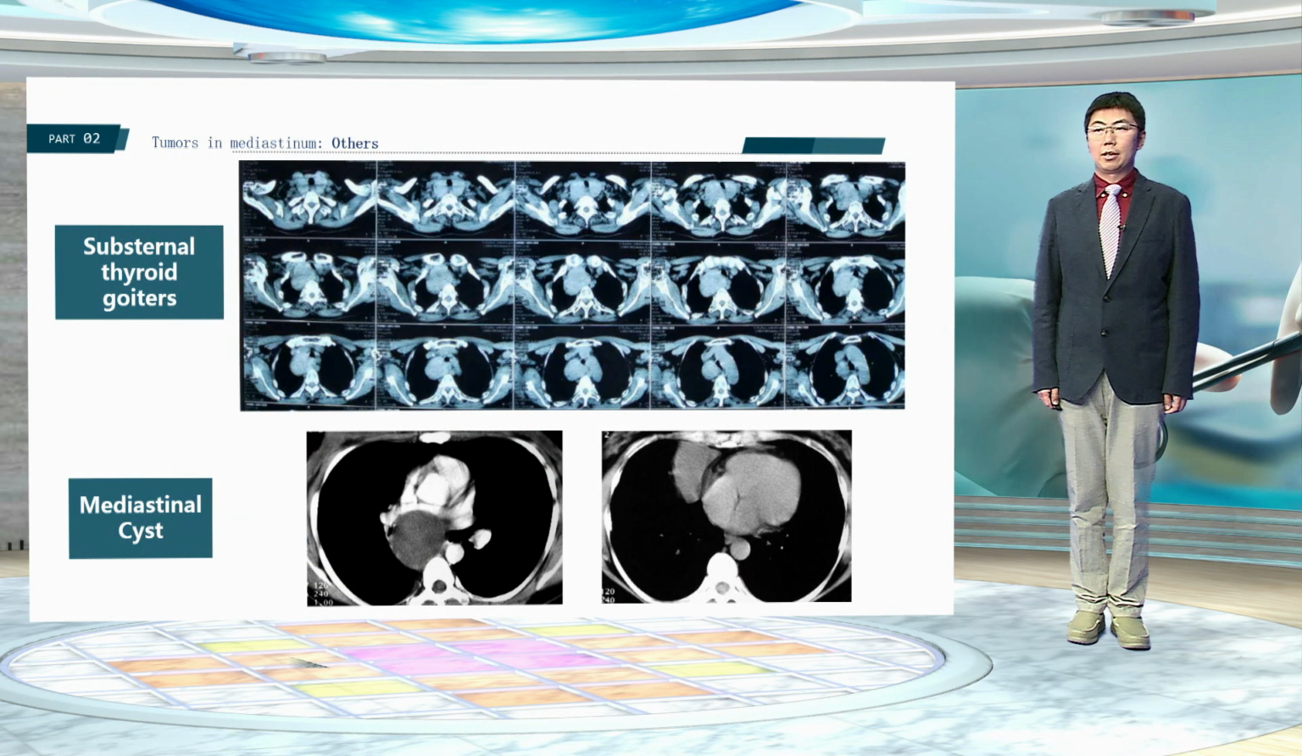There are some CT scans of substernal thyroid goiters. They are usually located in the anterior mediastinum. Substernal goiter is generally defined as a thyroid mass that has 50% or more of its volume located below the thoracic inlet. The other two CT scans show the mediastinal cyst as an encapsulated and low-density mass.